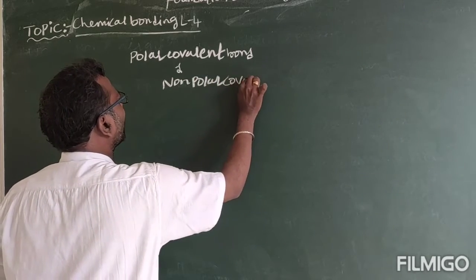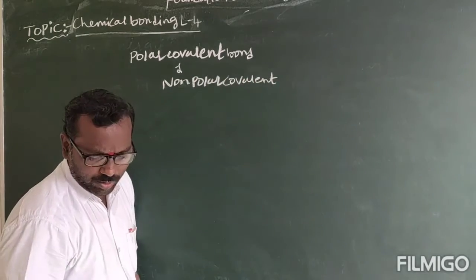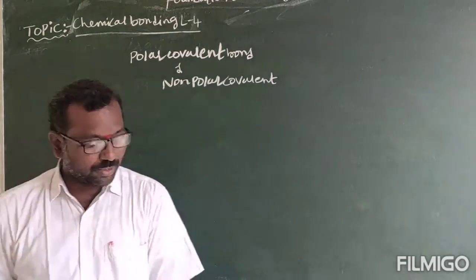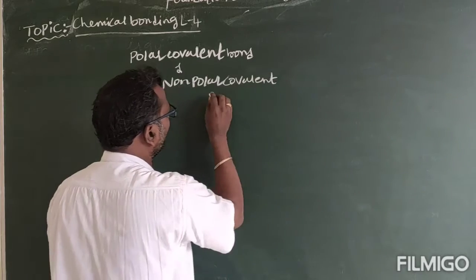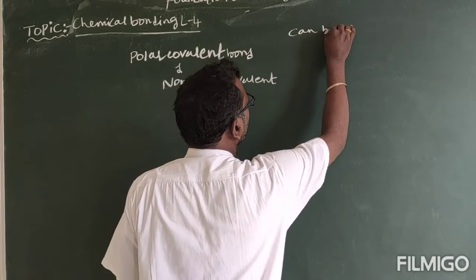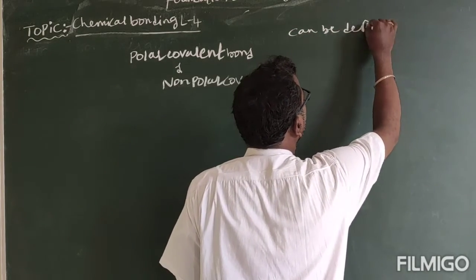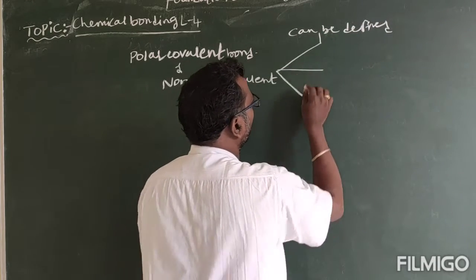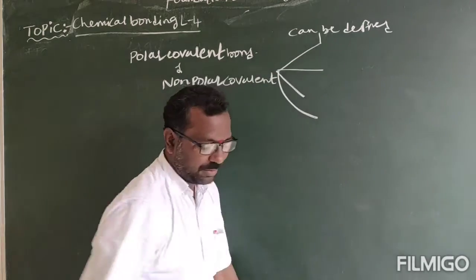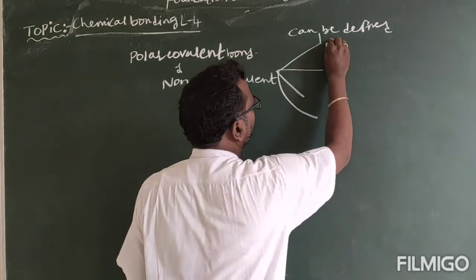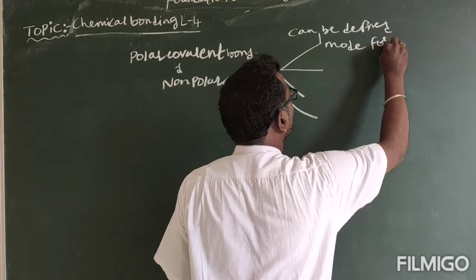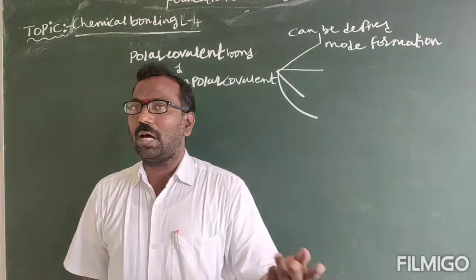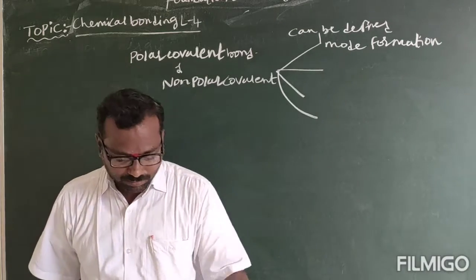Okay, polar covalent bond and non-polar covalent bond. These polar and non-polar bonds can be defined on 4 types of bases. How they can be defined means, on 4 bases we can define. One is the mode of their formation, on what basis they are forming, means same atoms or different atoms of elements. On that we can define.